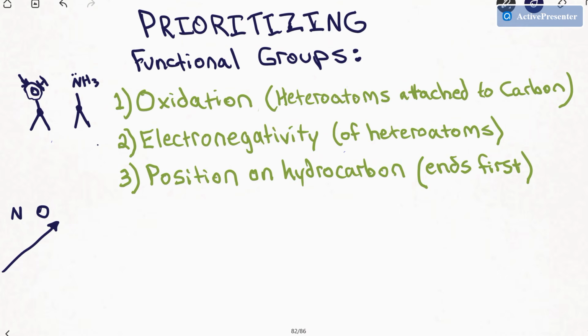So first priority is the oxidation state. How many heteroatoms are attached to the carbon? If you have the same number of heteroatoms attached to the carbon, but they're different heteroatoms, you have to pick the one that's most electronegative. And then if you still have to pick between something, it's going to be the position on the hydrocarbon. If the functional group is at the end of the chain, then that's going to come first. That's going to be more of a priority than, say, something in the middle of the chain.